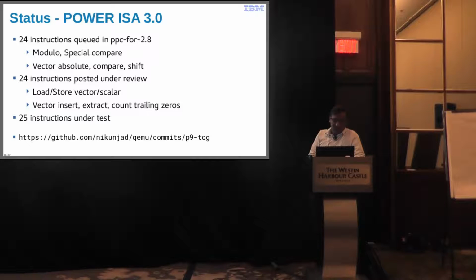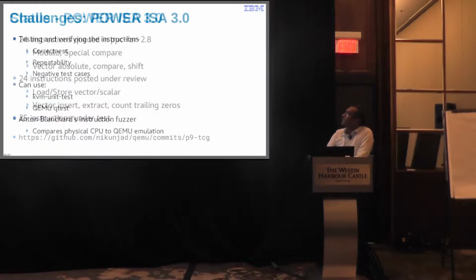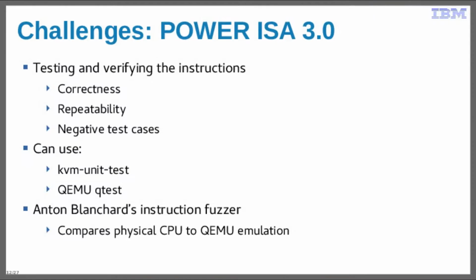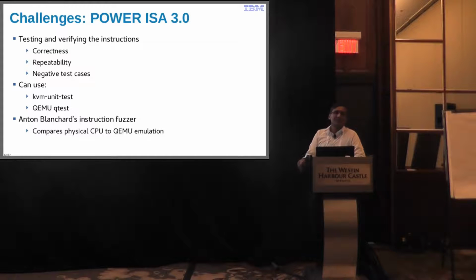So, the work in progress for P9 TCG. The challenge that we see here is testing. We have a huge number of instructions that we are adding, and some of them change things retrospectively, because there are new bit fields, the carry fields, that they have updated. So the older instructions, the add or multiply instructions, would have to start changing the 32-bit overflow flags as well.